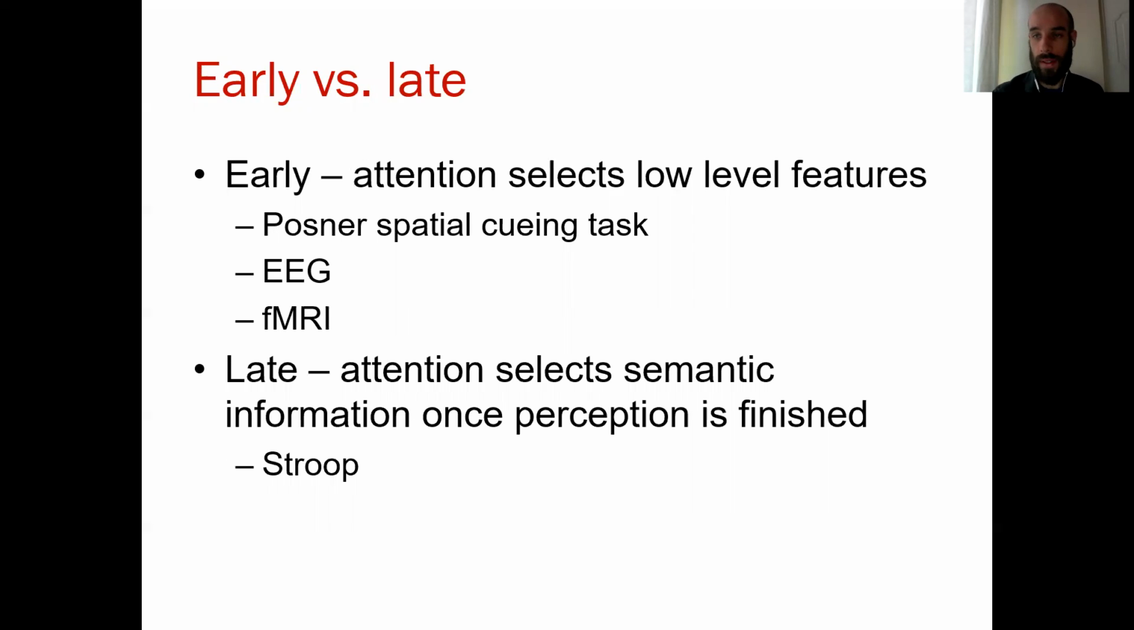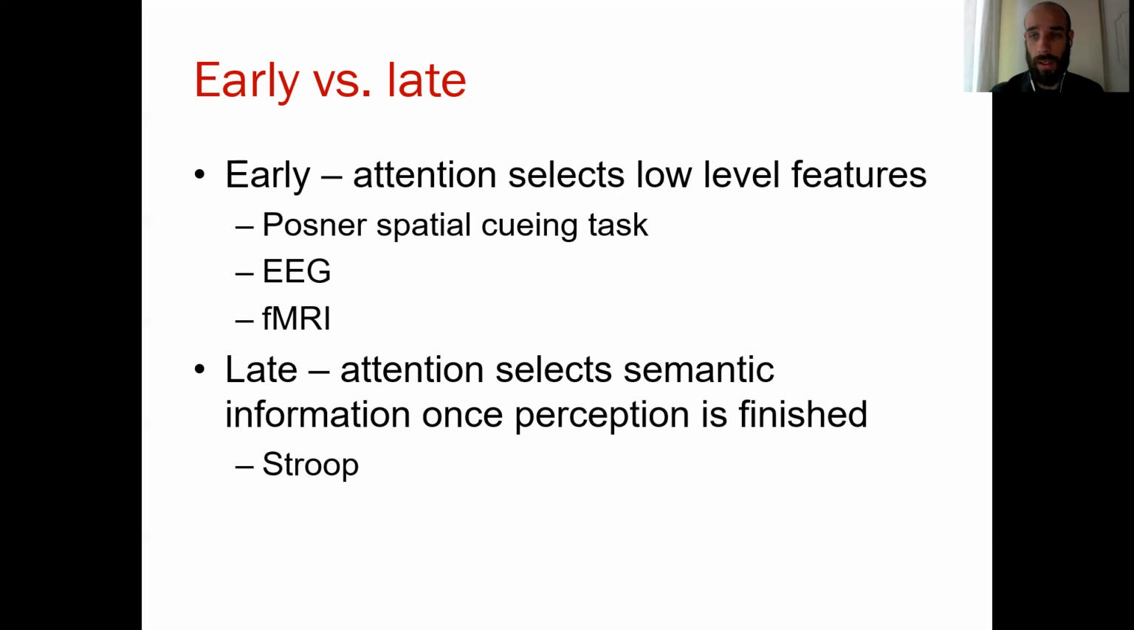Then we talked about early versus late. Early attention is when you are looking at attention selection early in perception. Late is selecting information after perception is already done. So in early selection, you could say attention is going to come into V1 or V4 or even early temporal lobe before the processing is done there. That is all considered early selection. So attention is coming in and selecting those low-level features.